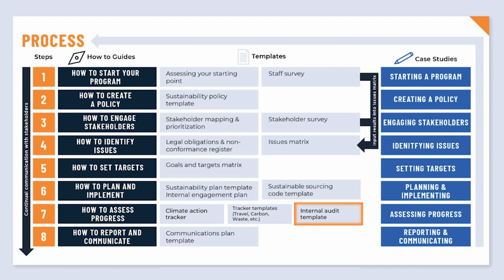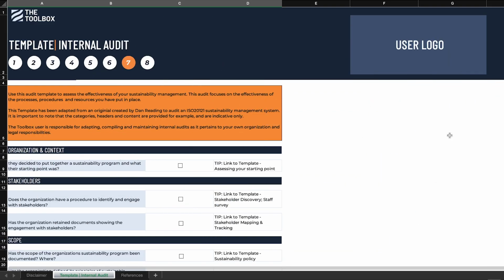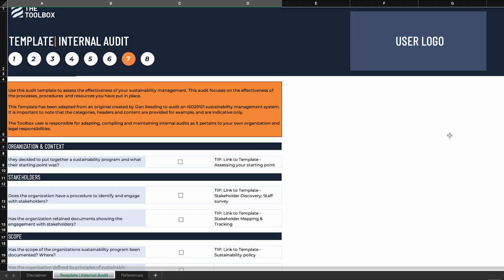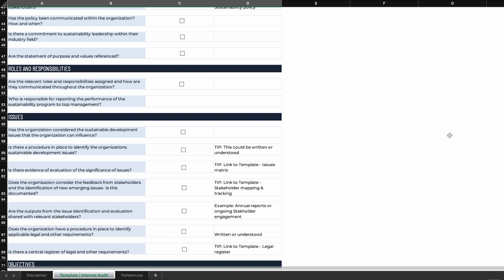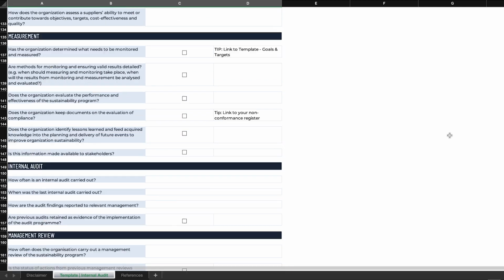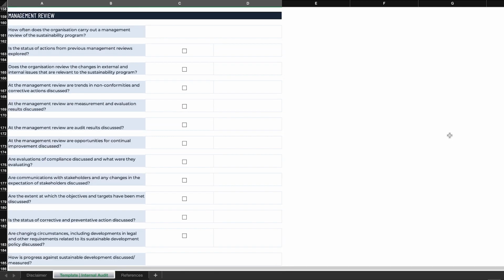This is where the internal audit comes in. The audit template is a checklist to assess the processes, procedures and resources you've put in place for your sustainability plan to come to fruition. This template is designed to audit an ISO 20121 Events Sustainability Management System. It's important to note that the categories, headers and content are provided for example and are indicative only. We encourage you to use this template to create a checklist for other organisational standards you intend to meet.